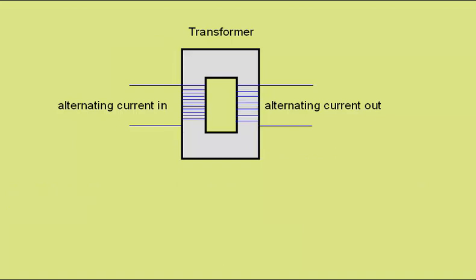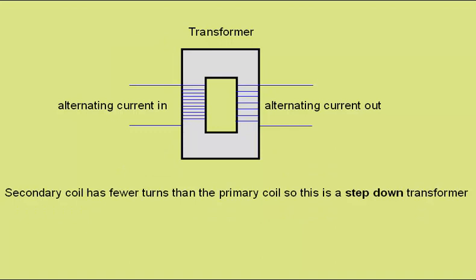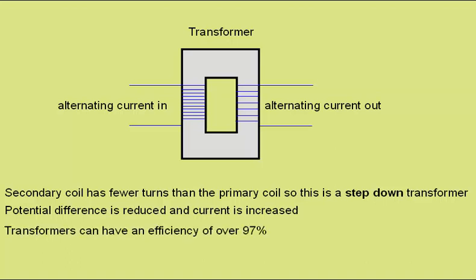This transformer has more turns on the primary coil than the secondary coil, so this is a step-down transformer, and in this case potential difference is reduced as current is increased. Transformers can have an efficiency of over 97%, so it's quite easy to fit them into an energy distribution system.